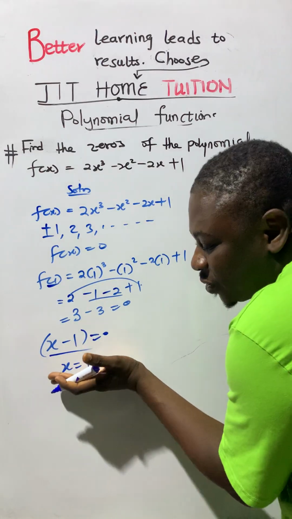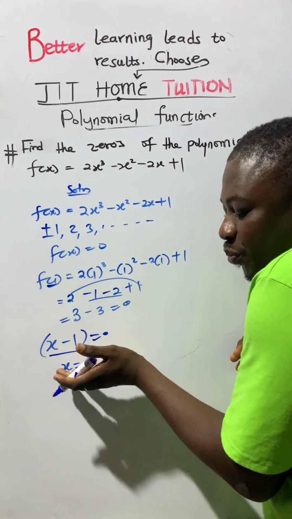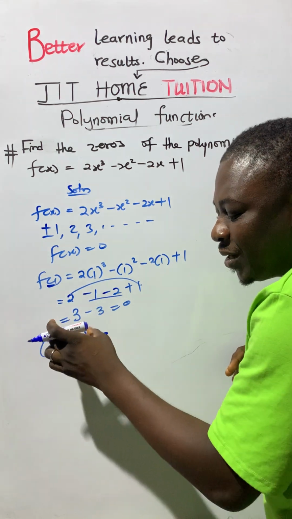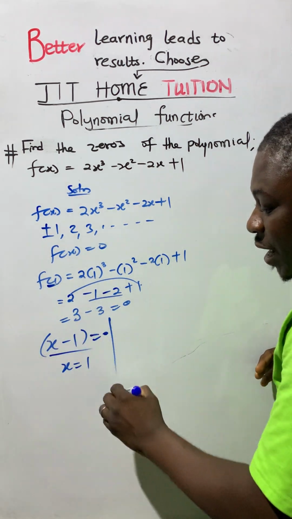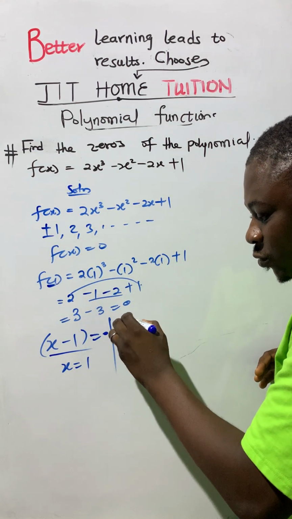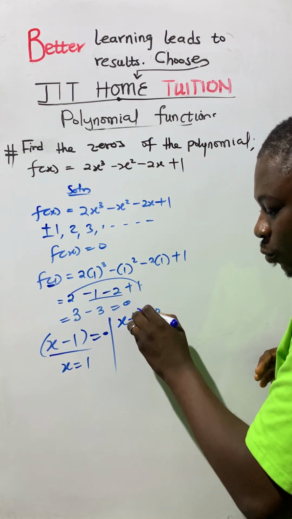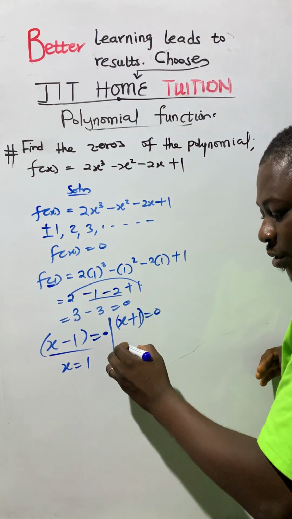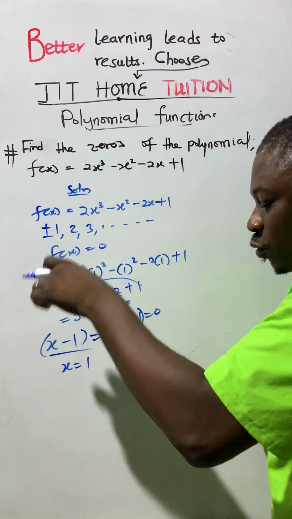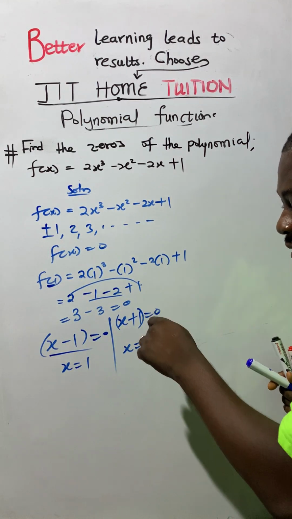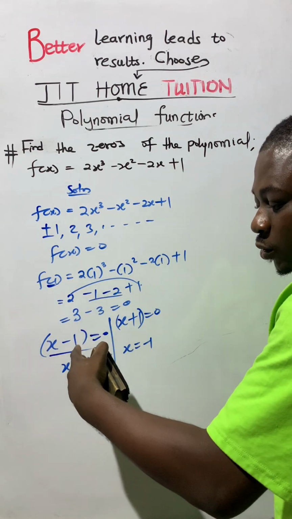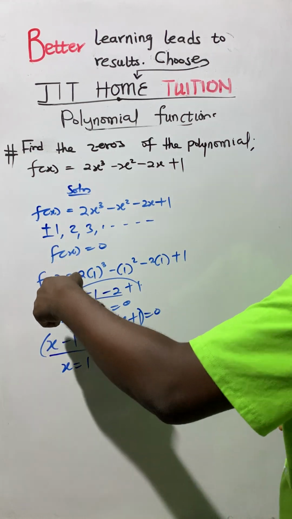Whenever a positive number satisfies the function, the factor for that number becomes negative. Assuming that minus 1 had satisfied the equation, the factor would have been x plus 1. Then you equate it to 0, and x is equal to minus 1. That is what you would have substituted. But with this particular question, the factor is x minus 1, and equating it to 0 gives x equal to 1. That's what you put in over here.